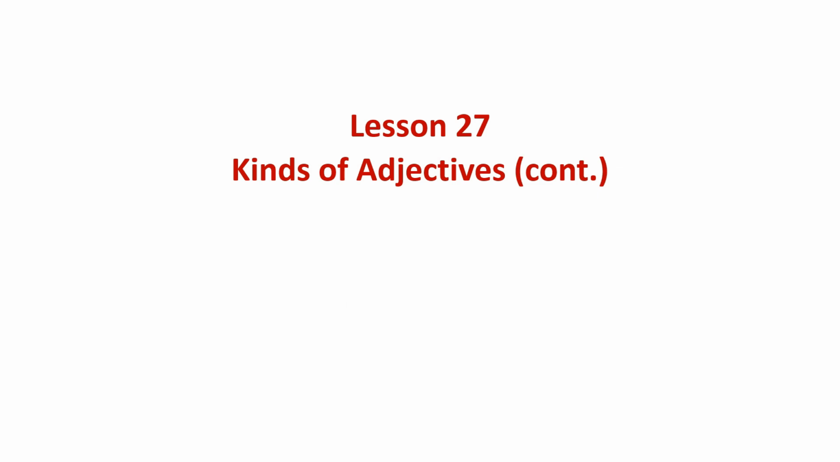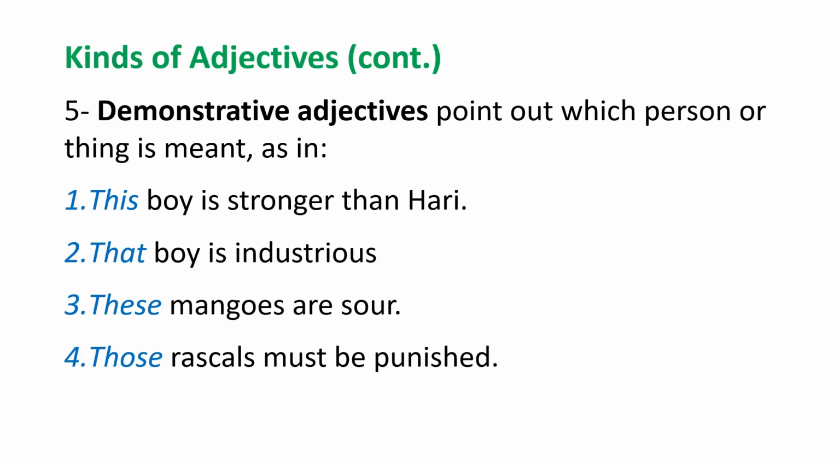Today we will continue the kinds of adjectives. We learned in the last class, we ended with numeral adjectives, I mean adjectives of number. There we learned what a cardinal adjective, cardinal number, and ordinal numbers are, right? Today we will talk about another type of adjective that is called demonstrative adjectives.